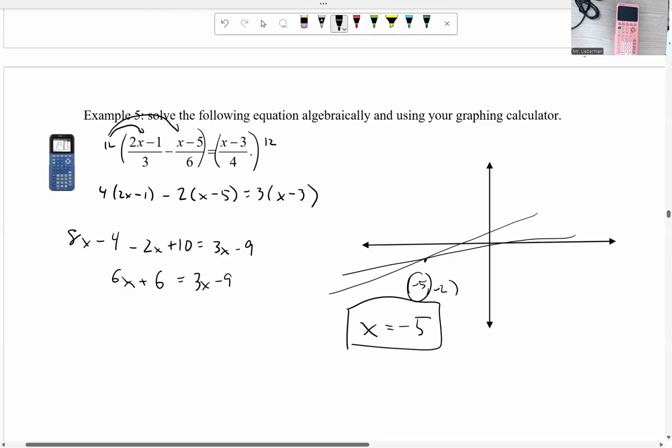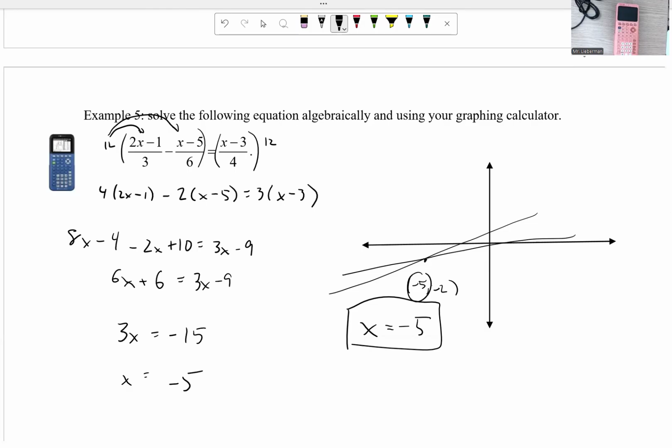So we subtract 6 from both sides, and subtract the 3x. So 3x equals negative 15, so x equals negative 15 divided by 3. x equals, what a surprise, x equals negative 5. If they didn't match, that'd be a problem.